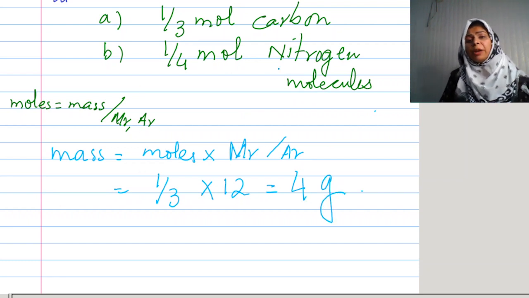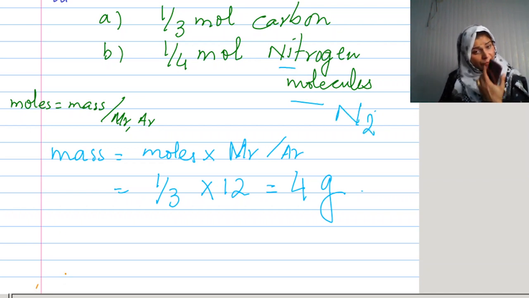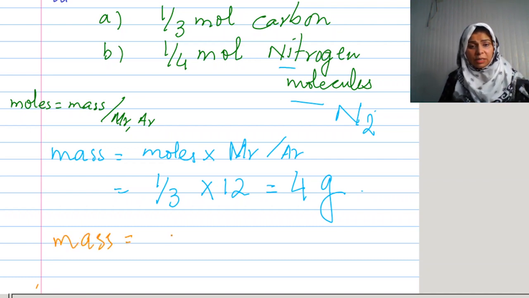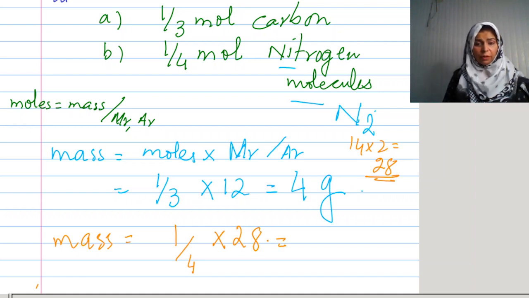If we have a nitrogen molecule, it means it is N2. So if we have to calculate the mass of the nitrogen molecule, what will be the way? Mass is equal to 1/4 moles given, into nitrogen 14 into 2, 28. The relative molecular mass of nitrogen is 28. So we will multiply it by 28. How will we get the value?